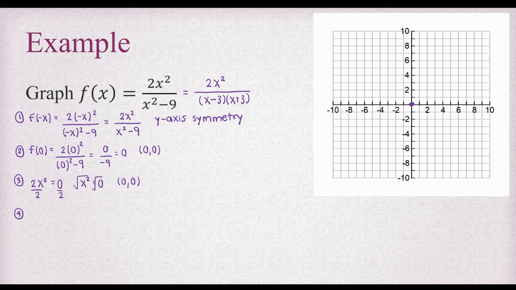I'm then going to identify what my vertical asymptote is. Notice that in this case, I can refer to my factored denominator. I want to set each of those factors equal to 0. So x minus 3 has to equal 0, and x plus 3 has to equal 0. So it looks like I have 2 vertical asymptotes. I have a vertical asymptote at positive 3, so I can draw that in. And I have a vertical asymptote at negative 3, so I can draw that in as well.